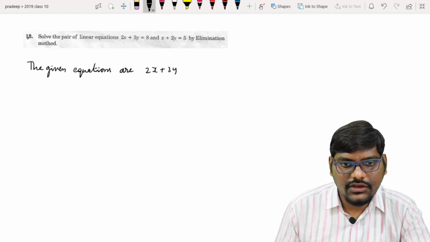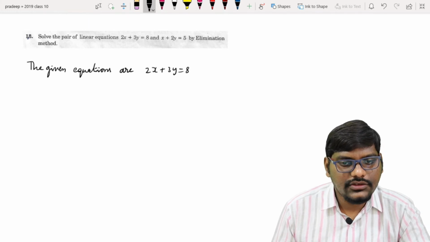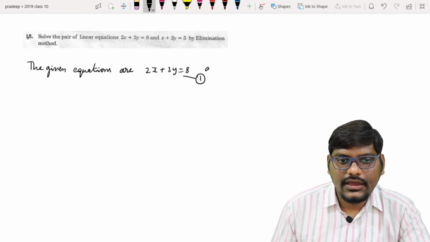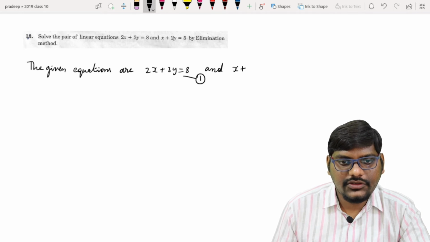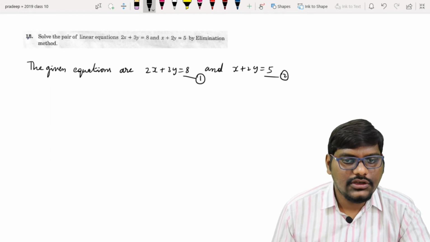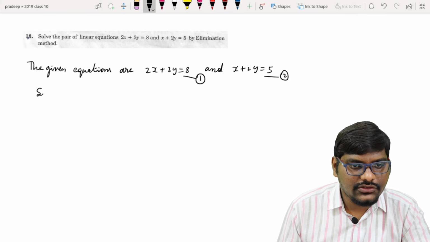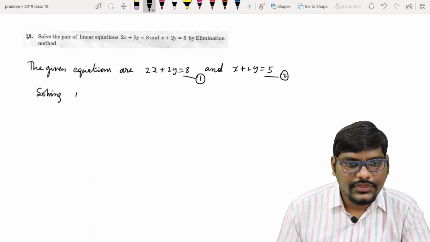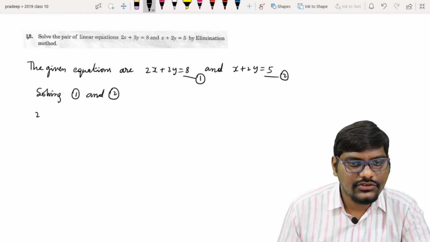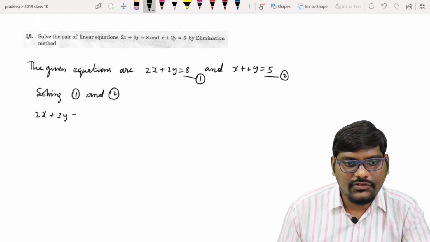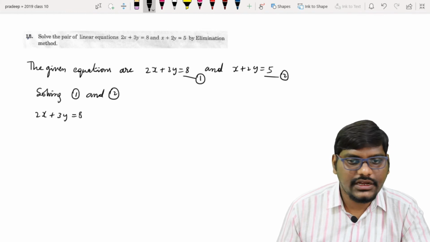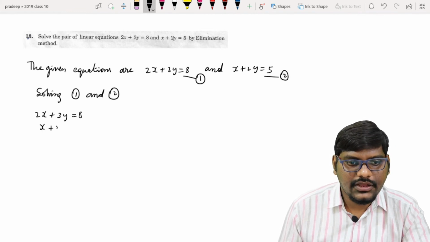2x plus 3y equal to 8. This is one equation. And also the second one is x plus 2y equal to 5. This is the second equation. Alright, so let's solve this. For solving, first I'll write here solving 1 and 2. So I'll write this as 2x plus 3y equal to 8. Second equation is x plus 2y equal to 5.